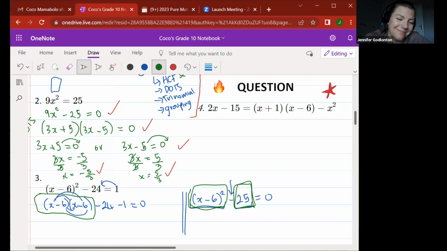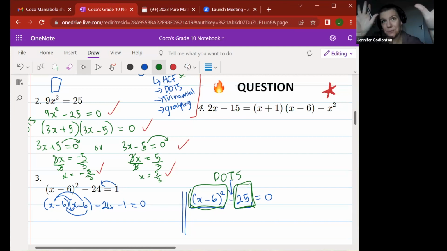But Lihle is saying in the chat, you could do difference of 2 squares with these two. Because you have two terms, they're both squares, and there's a minus sign. But it's nasty.